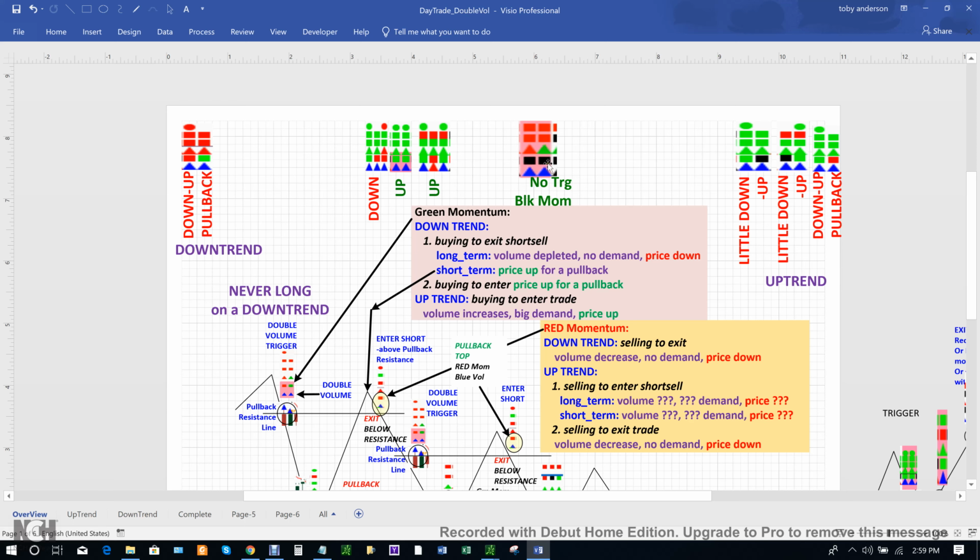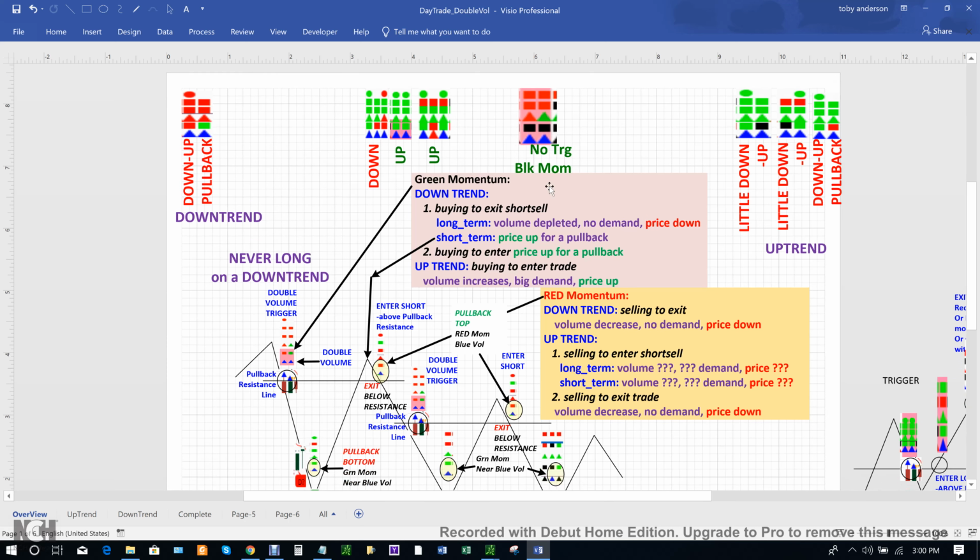You might also run across this thing where you have 2 blues, like high volumes, 2 double volumes, and then you'll have black momentums. Black is sort of neutral. When this happens, that's not a trigger. Don't even think about entering. It means it's going sideways.